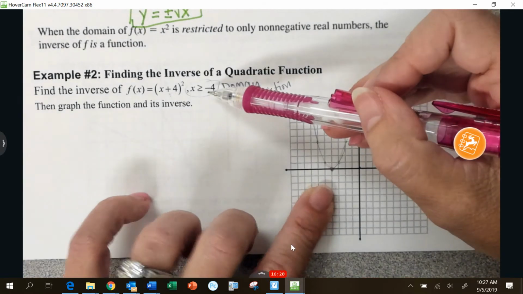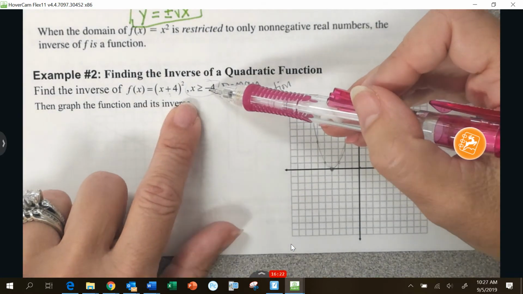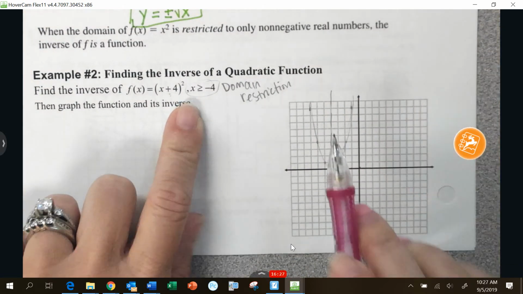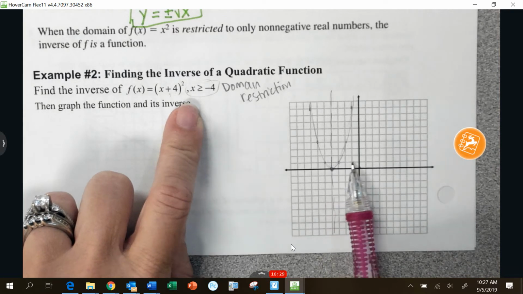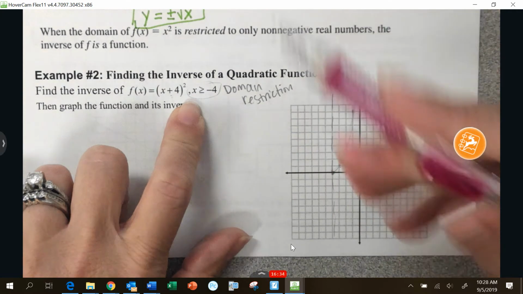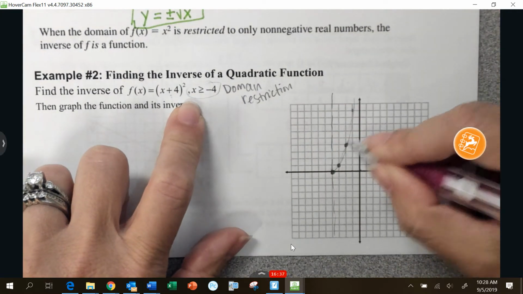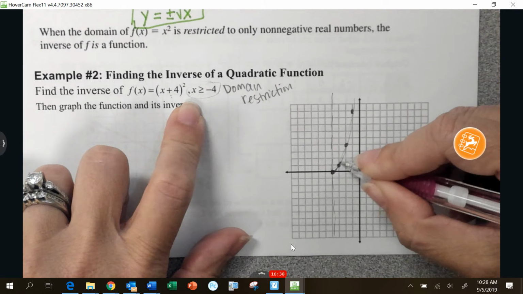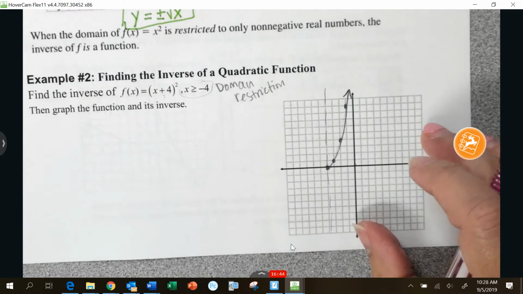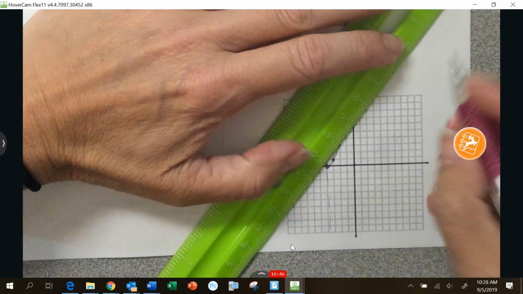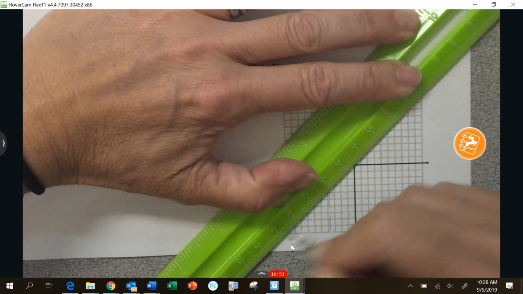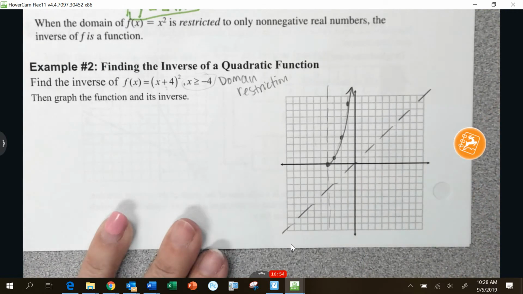But what does this domain restriction tell me? I'm only allowed to use x's that are greater than or equal to negative 4. So I'm allowed to start at negative 4 and use the right side. So I cannot use the left side at all. Let's go ahead and draw in our y equals x line, and let's find our inverse picture, and then we'll go do the math in a moment.